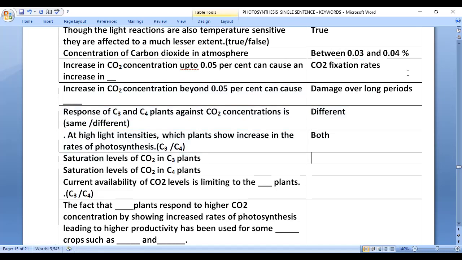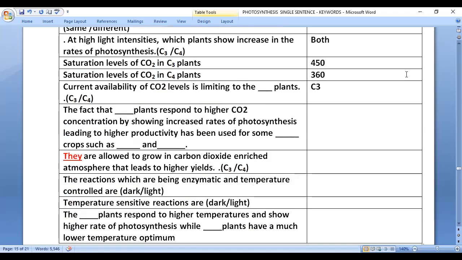Both. The saturation level of carbon dioxide in C3 plants is 450 microliters per liter. The saturation level of carbon dioxide in C4 plants is 360. The current availability of carbon dioxide is limiting to C3 plants. The fact is that C3 plants respond to higher carbon dioxide concentration.